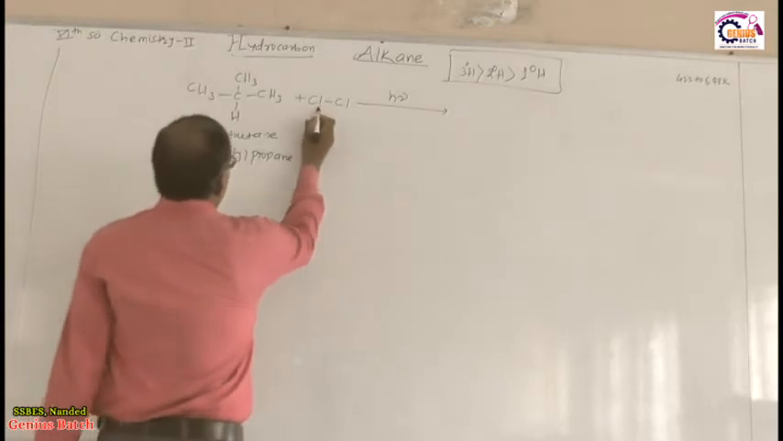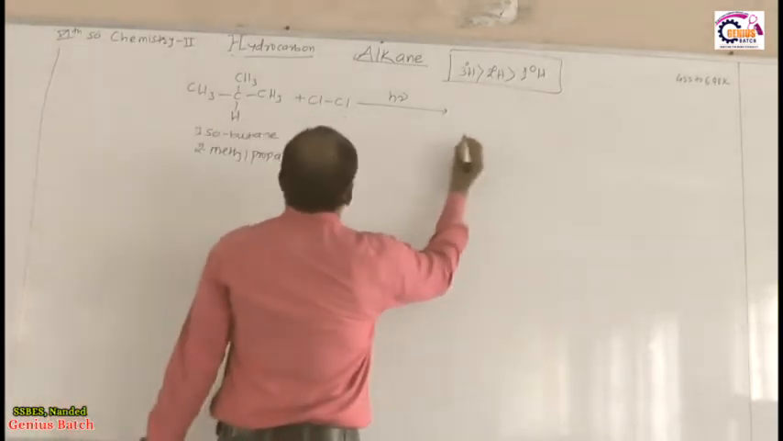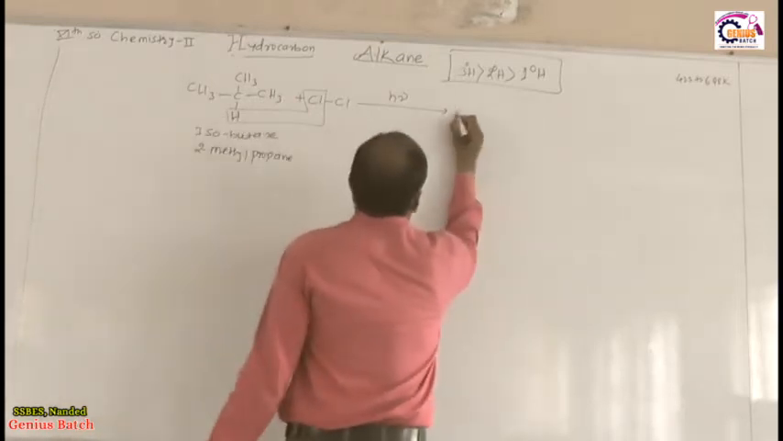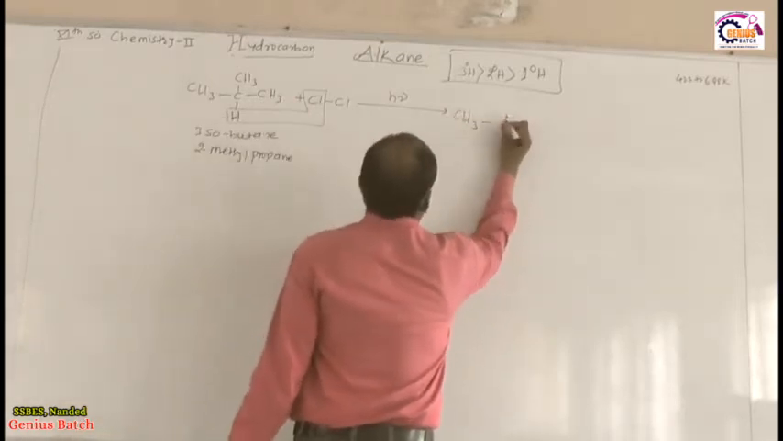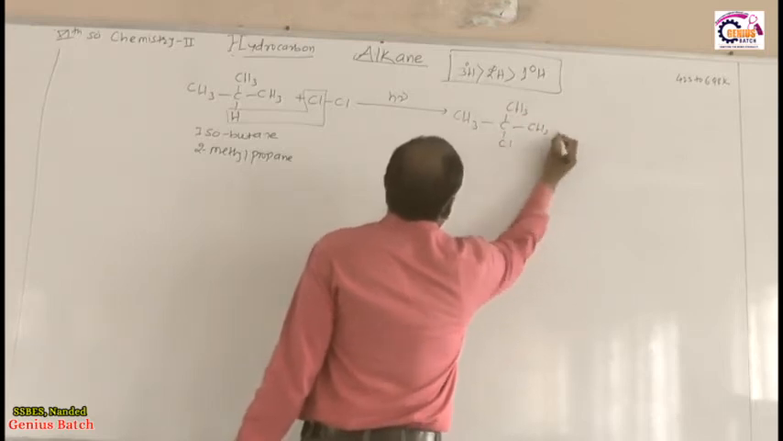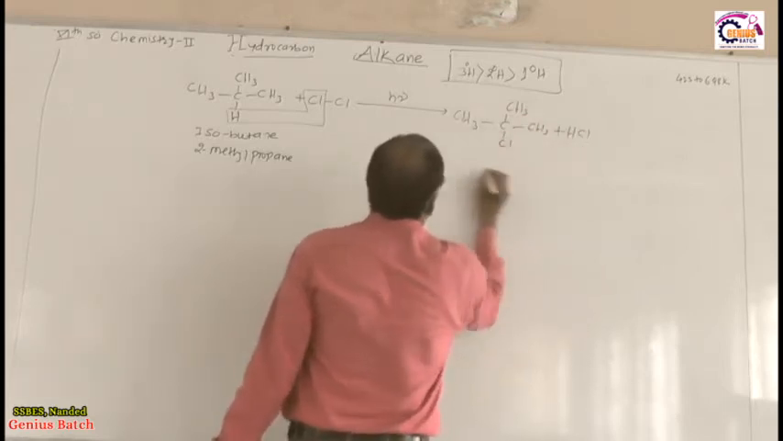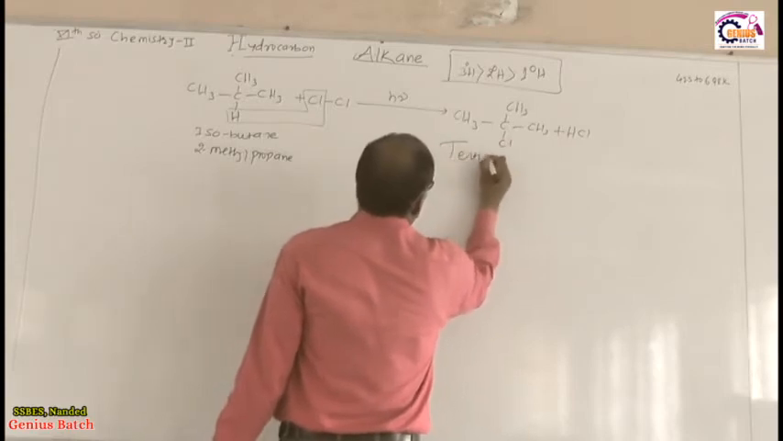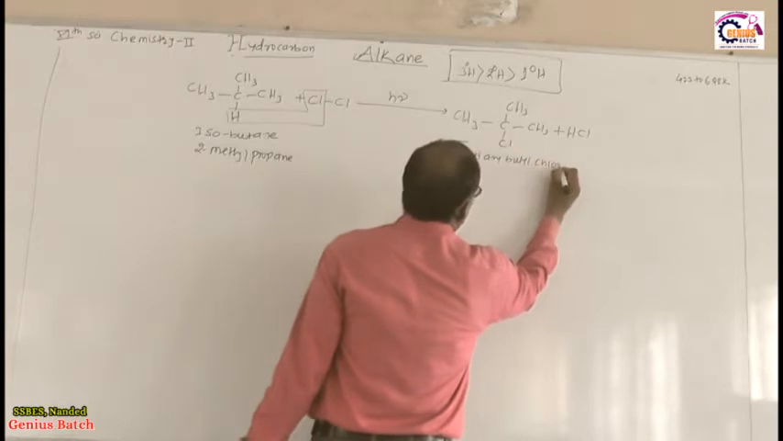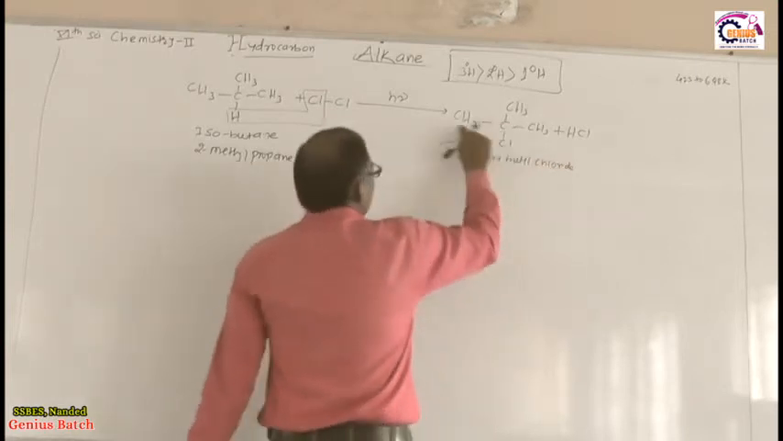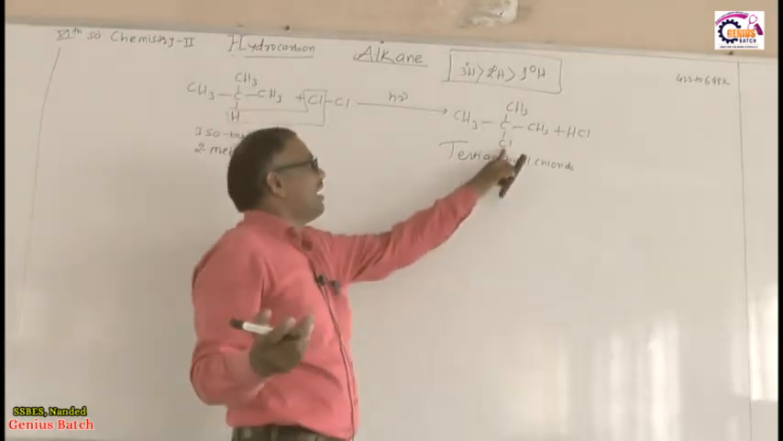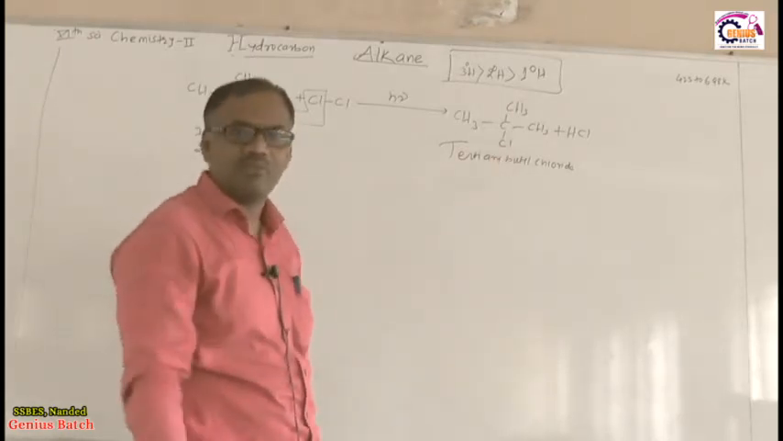Right, so you know that tertiary hydrogen is easily replaced. Therefore this chlorine and this hydrogen come out in the form of HCl. So what will you have? You will have tertiary butyl chloride, and HCl is the byproduct. Why is it called tertiary butyl chloride? Because this group is the tertiary butyl group and the halide is chloride. So the name will be tertiary butyl chloride.